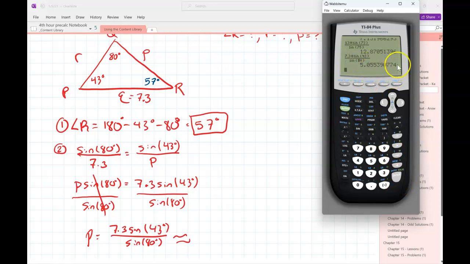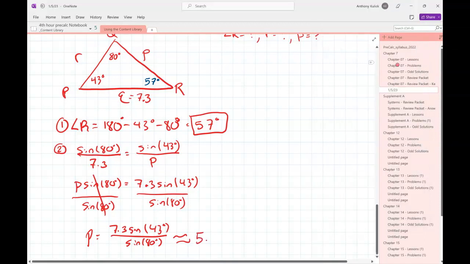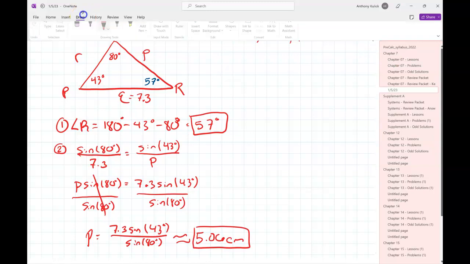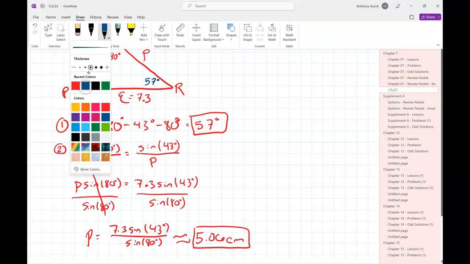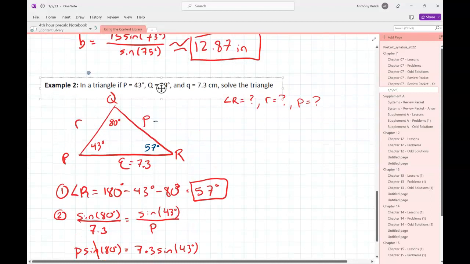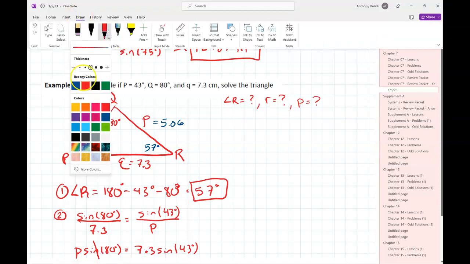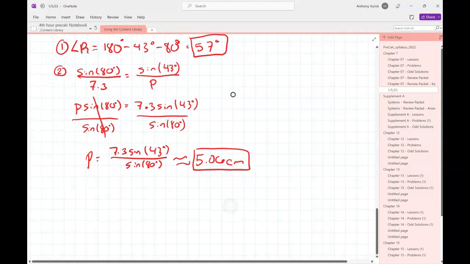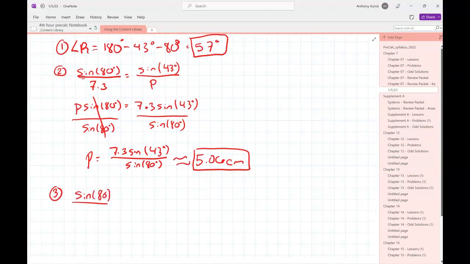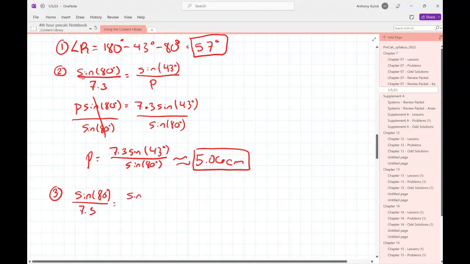And I get about 506. What did I think? I think these were in centimeters, I think is what the directions said. Yep. And then the last part, again, I'm going to use sine Q over Q because no rounding involved.